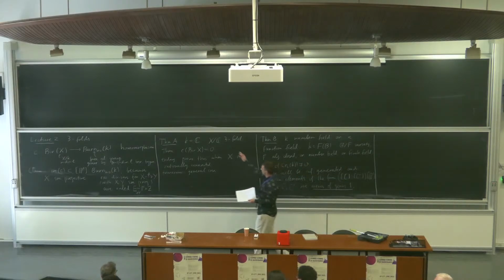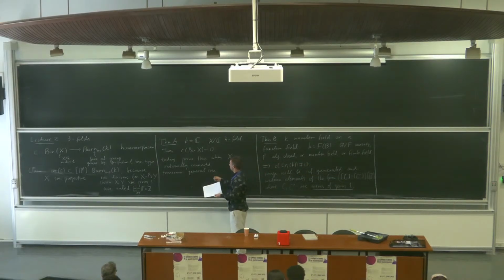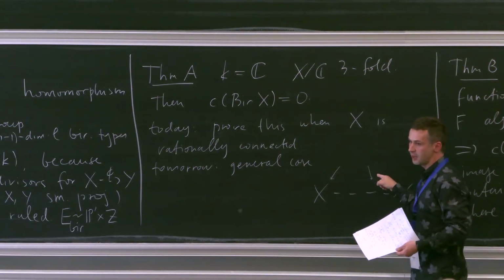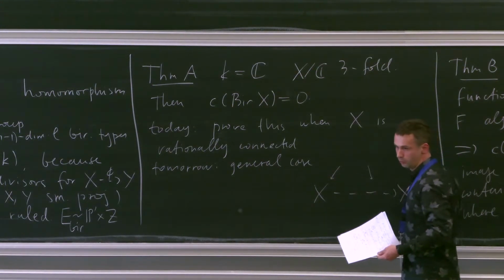So maybe vanishing is a bit more banal. It means that if we go explicitly from X to X, and we are blowing up some curves along the way, we have to contract the same curves elsewhere. And this is how we'll prove this.